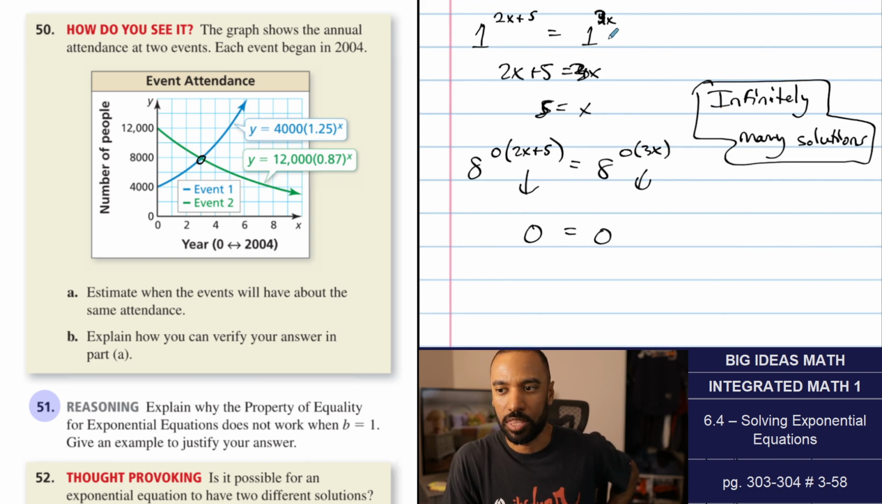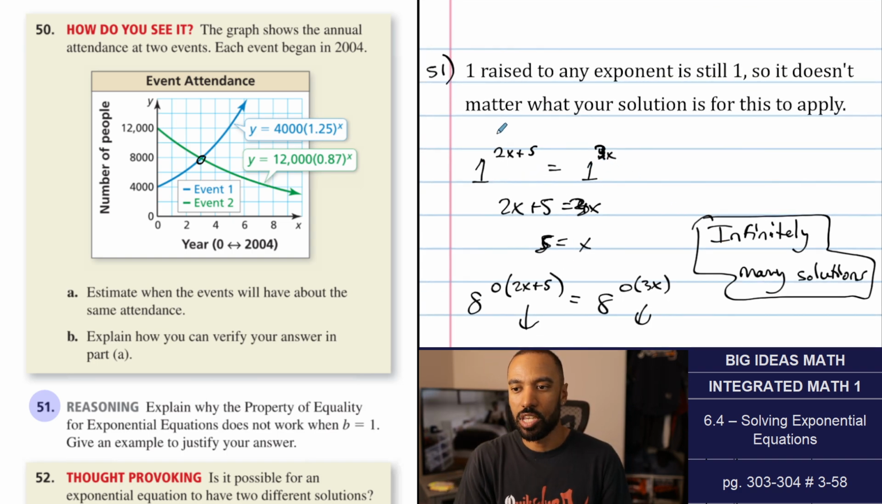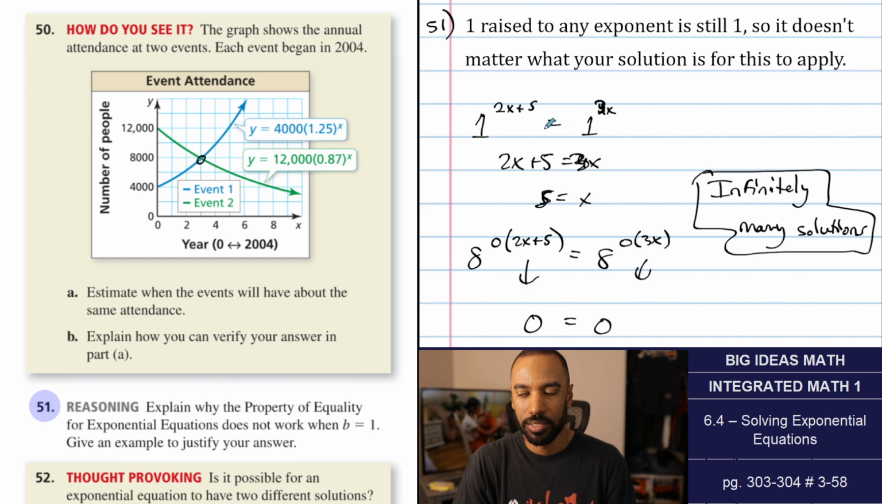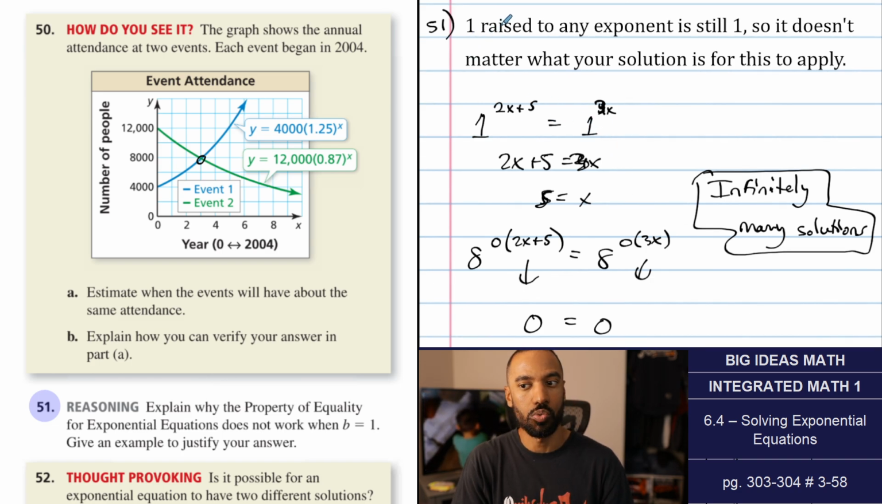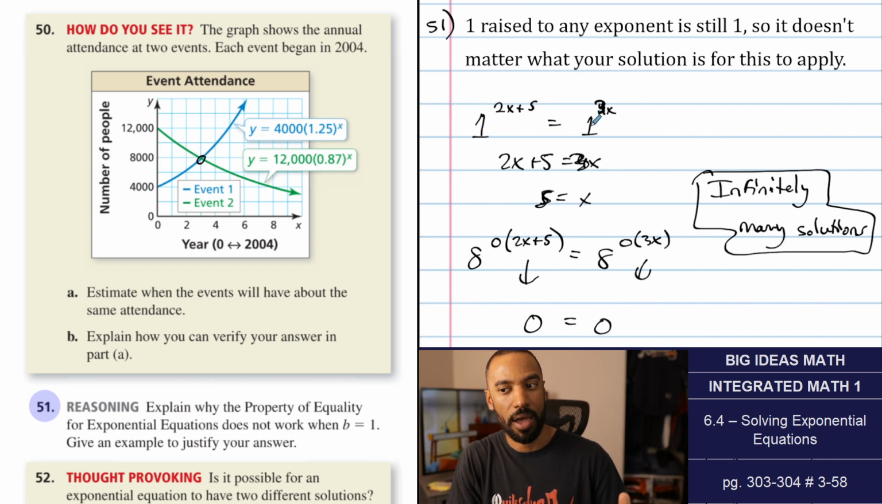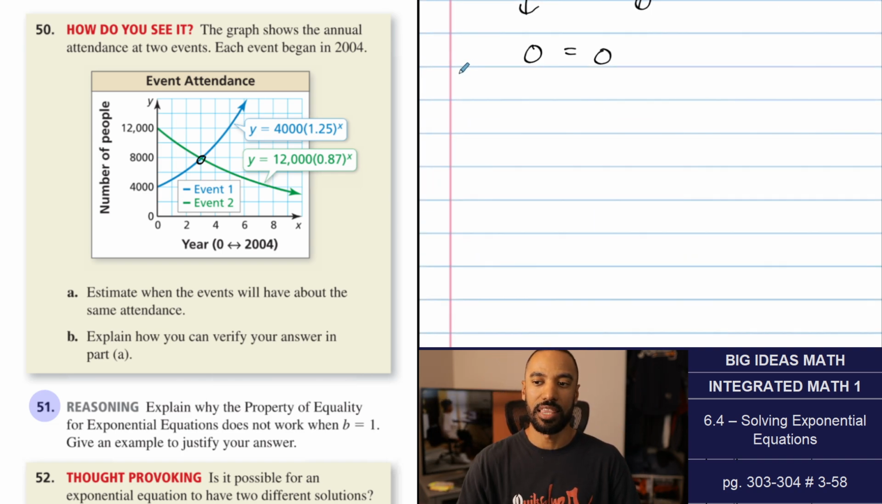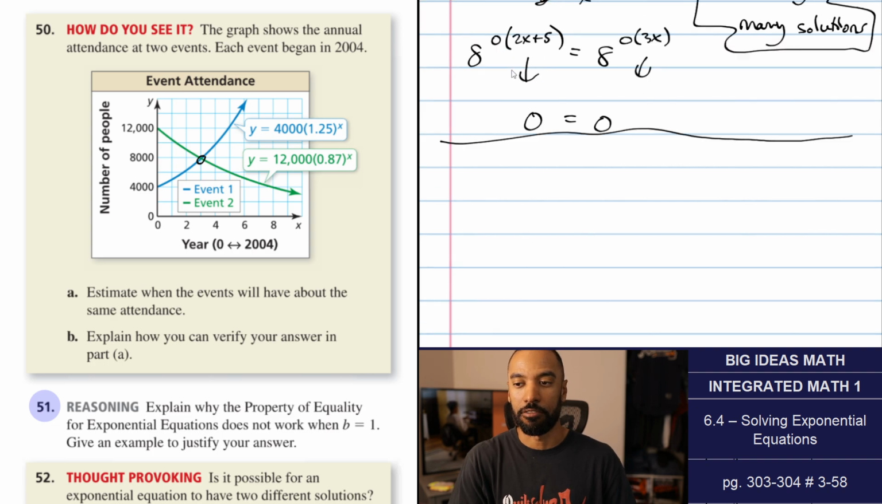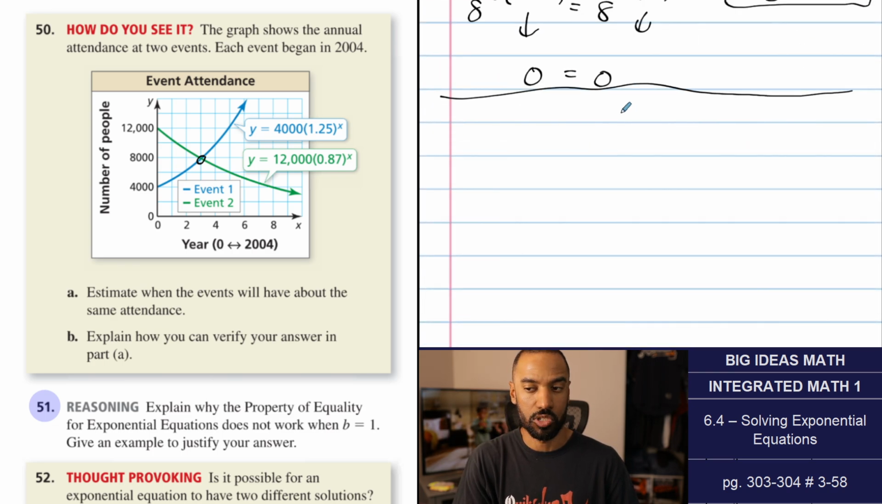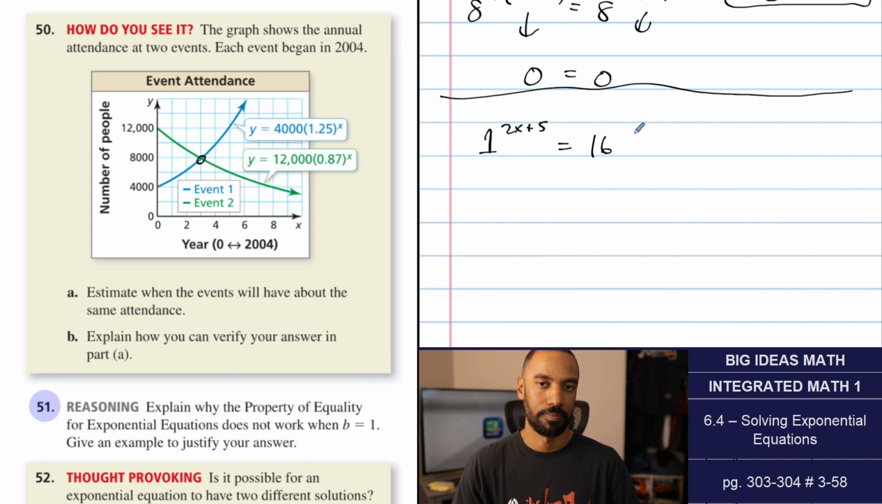Actually, now that I think about it, that might not have been what they were asking. They might not have said 1 on both sides. They maybe just went on one side. So this is one version of the scenario: 1 to a power equals 1 to a power. But what if instead they meant, and my first part's still the same, 1 raised to any exponent is still 1. So what if it said 1 to the 2x plus 5 equals 16? The problem with this is 1 to any power is still 1. These will never equal each other.